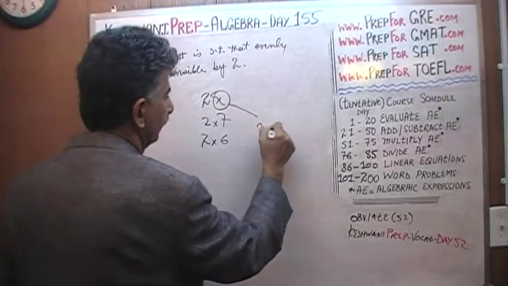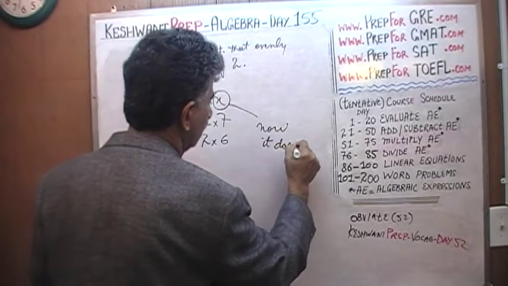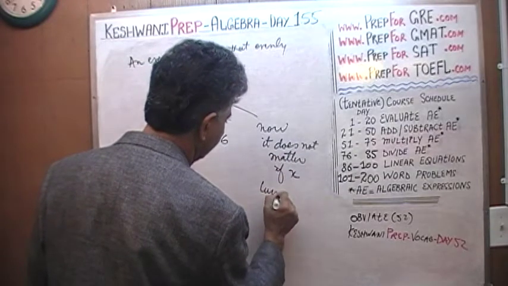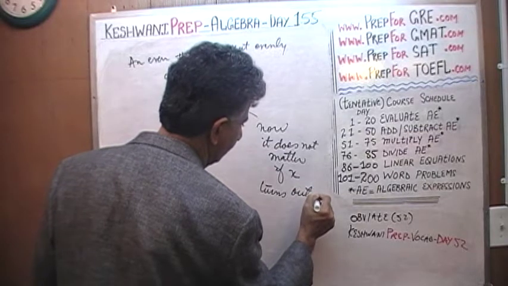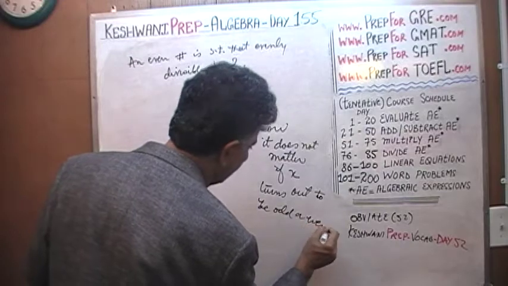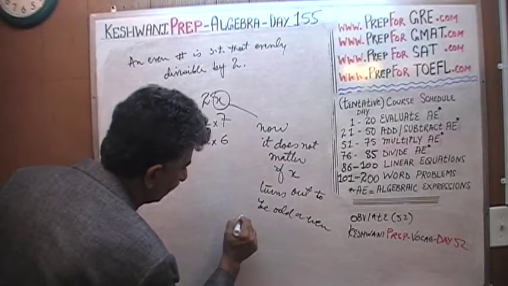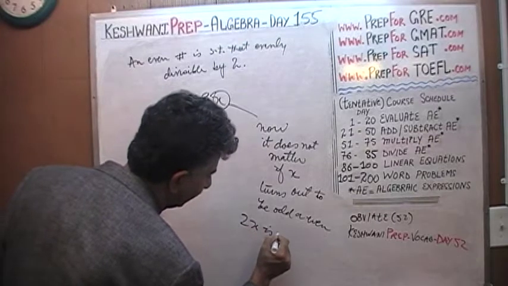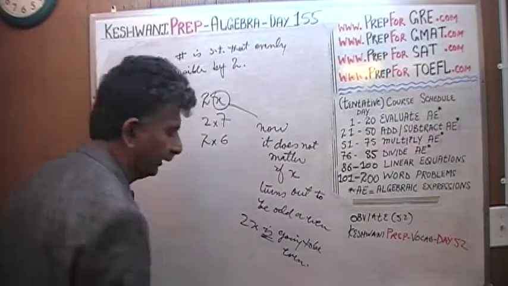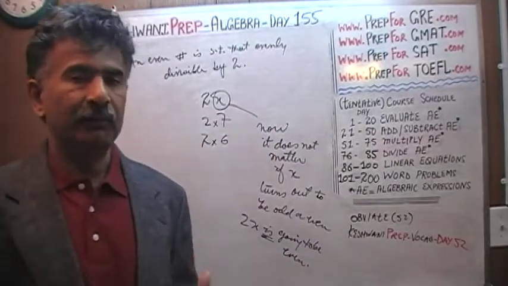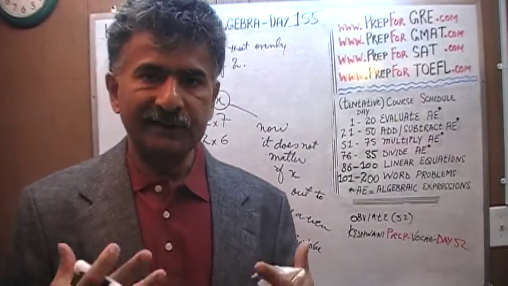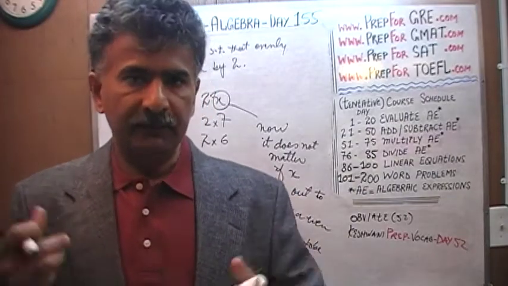It does not matter if x turns out to be odd or even. We know 2 times x is going to be even. In essence, we are forcing it to be even. Even if it's 7, by multiplying that quantity by 2, we are forcing that 7 to turn into an even number. 2 times 7 is an even number.